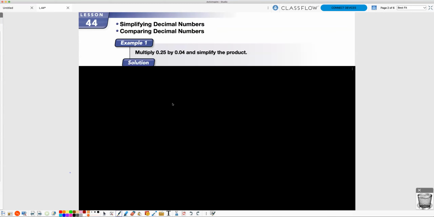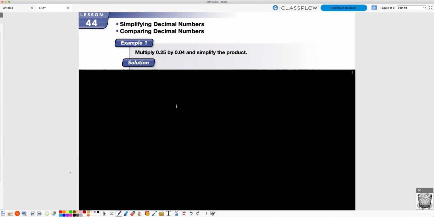So example 1, multiply 25 hundredths by 4 hundredths. So in this case, we have 25 hundredths and we have 4 hundredths. And if we're multiplying these, we just multiply them as if they aren't decimals. So for just a brief moment, just ignore all those decimals, and you end up with 25 times 4. Everybody knows what 25 times 4 is because you know quarters. It's 100.